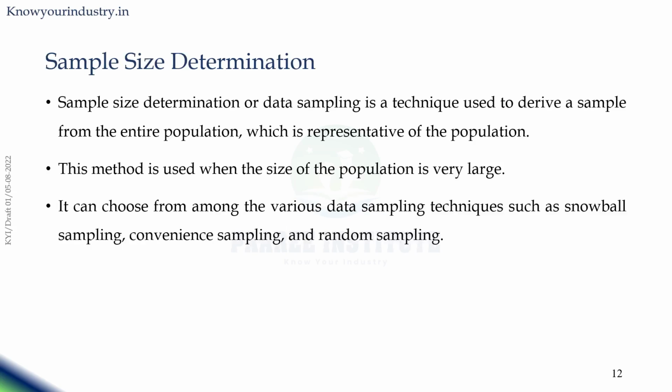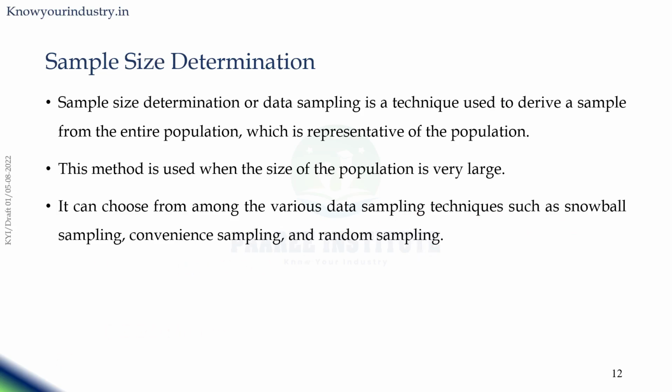Sample size determination is one of the statistical methodologies used across various applications, including clinical trials. Sample size determination, or data sampling, is a technique used to derive a sample from the entire population which is representative of the population. This method is used when the size of the population is very large, and one can choose from among various data sampling techniques such as snowball sampling, convenience sampling, and random sampling.